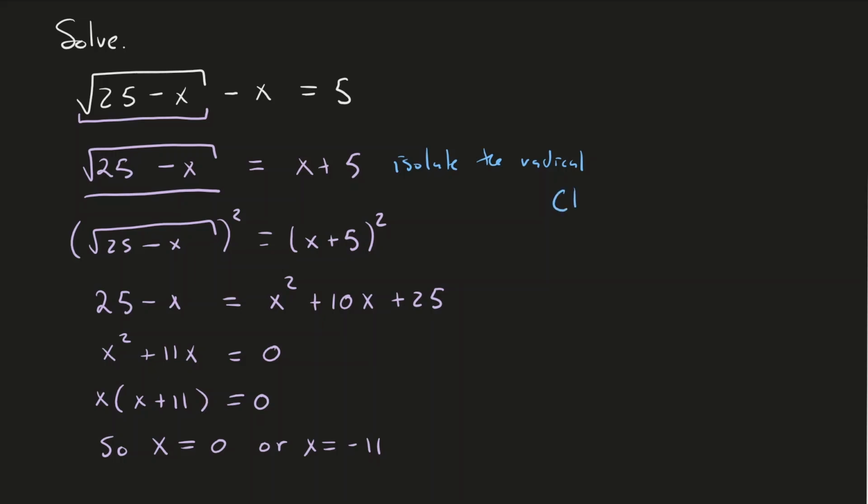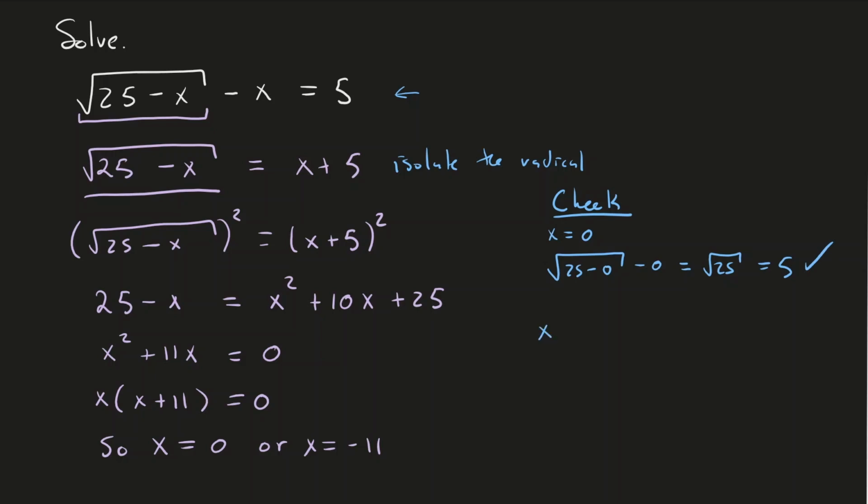So now we need to check. I'm going to check x is equal to 0 first. Plugging it into the original equation here, I get the square root of 25 minus 0, again minus 0. That's equal to the square root of 25, which is equal to 5. That works. So 0 is one of our solutions.